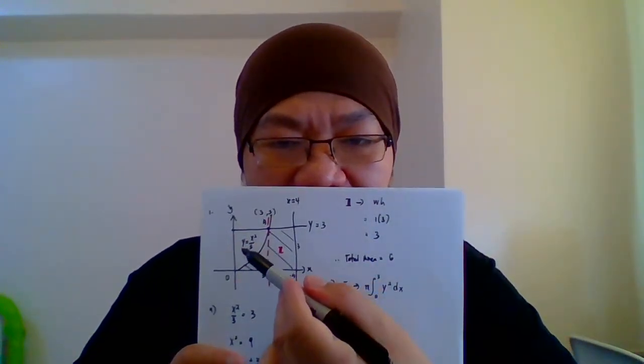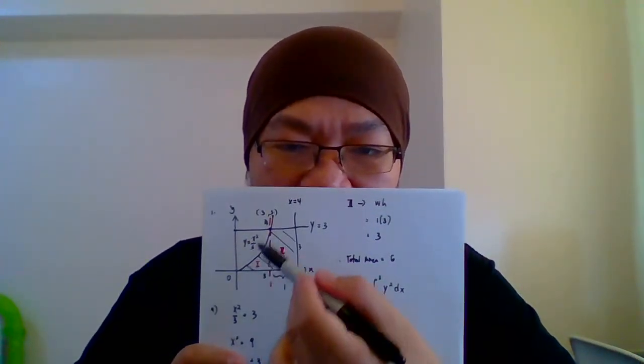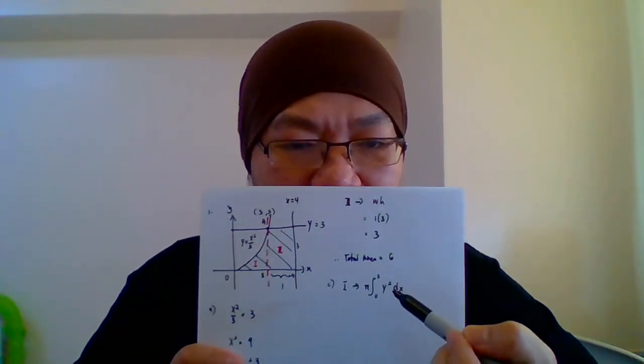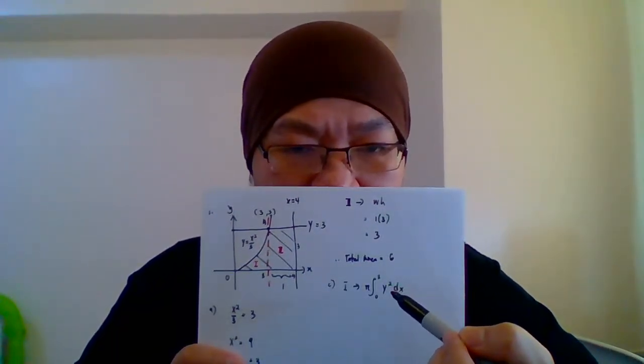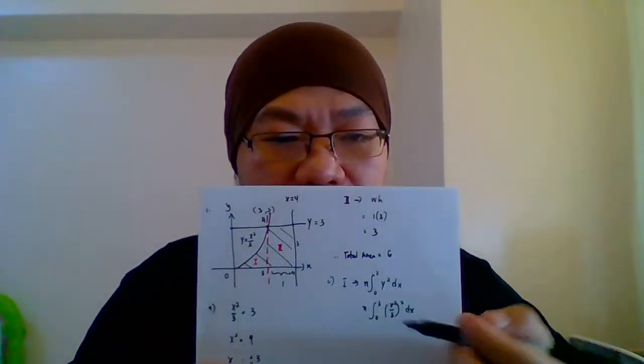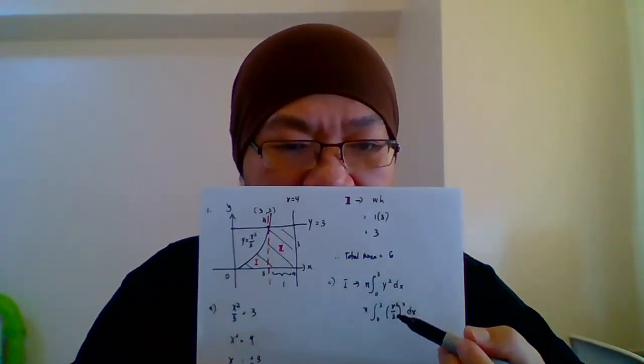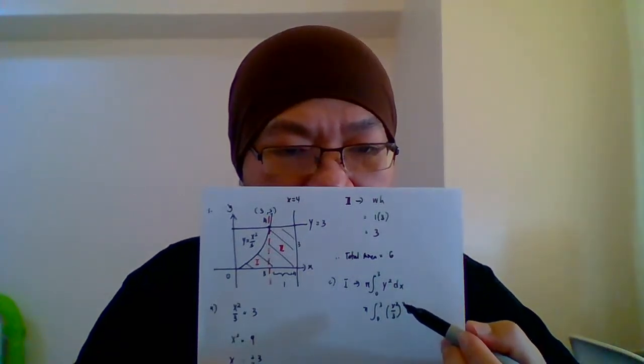Now look at the curve equation. This is y, not y squared. So cut and paste the y, put it here, and don't forget to square. Okay, so pi integrate 0 to 3, y is x squared over 3, squared, dx. Okay, so you just replace y equals x squared over 3. Then you have the square outside.